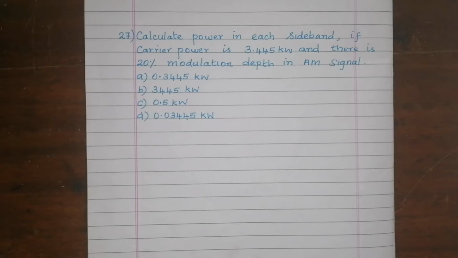Calculate power in each sideband if carrier power is 3.445 kilowatts and there is 20% modulation depth in AM signal. There are four options given. Option A 0.3445 kilowatts, option B 3445 kilowatts, option C 0.5 kilowatts and option D 0.03445 kilowatts. So what is given in the question?